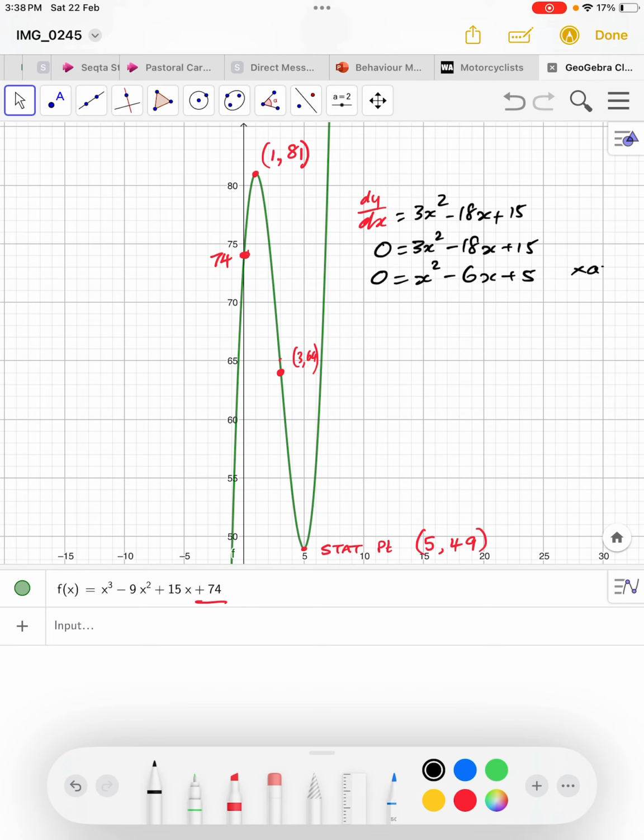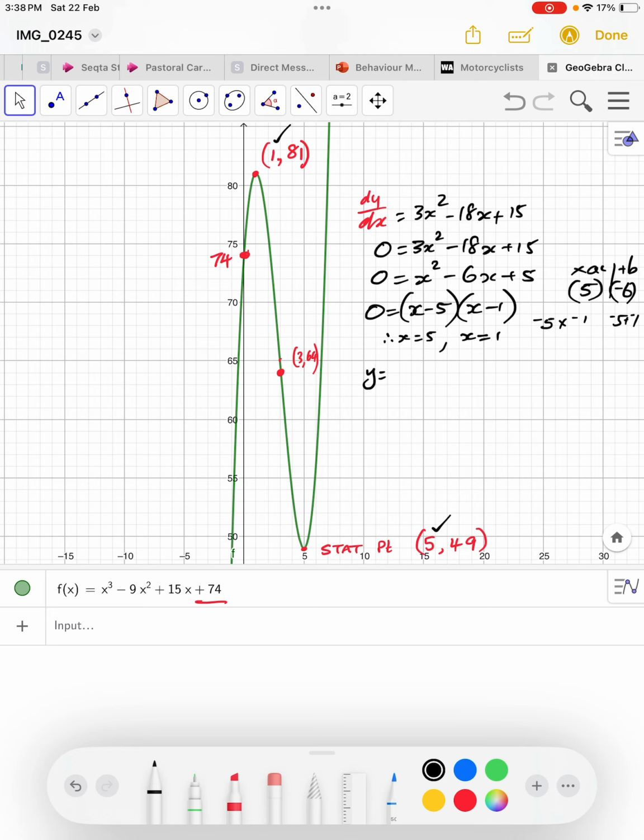Two numbers that multiply to give AC and add to give B. AC is 5, B is negative 6. So negative 5 times negative 1 is 5, and negative 5 plus negative 1 is negative 6. So it's x minus 5, x minus 1. Therefore, x equals 5 and x equals 1. There's the x equals 5 stationary point. There's the x equals 1.